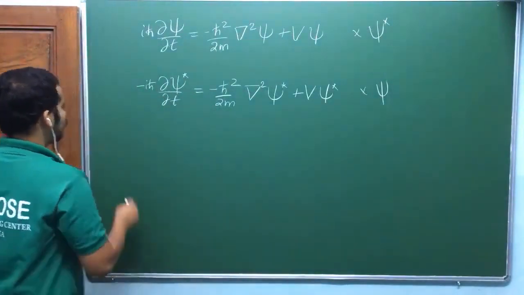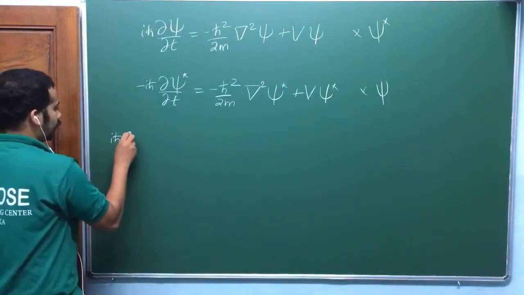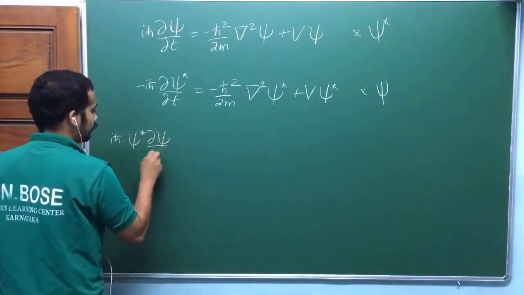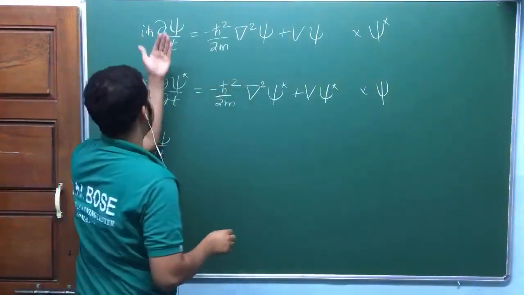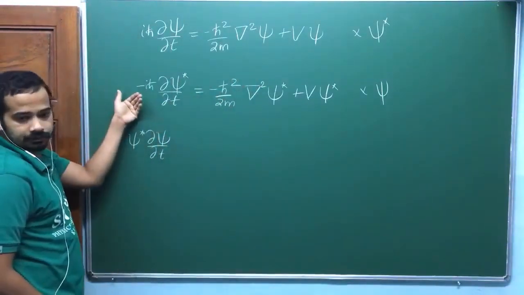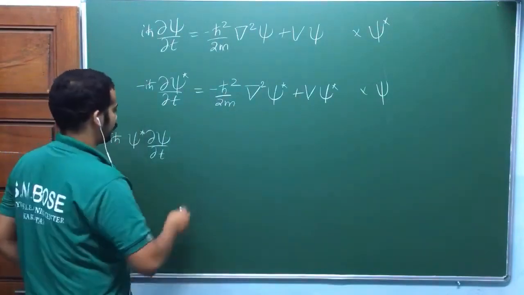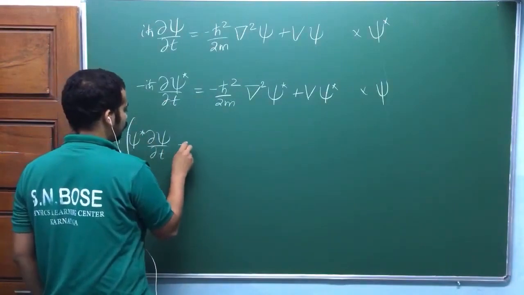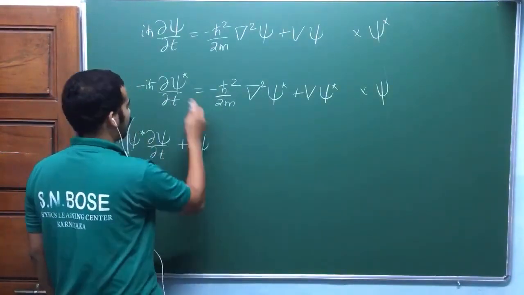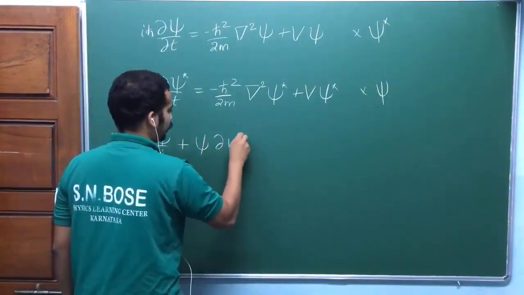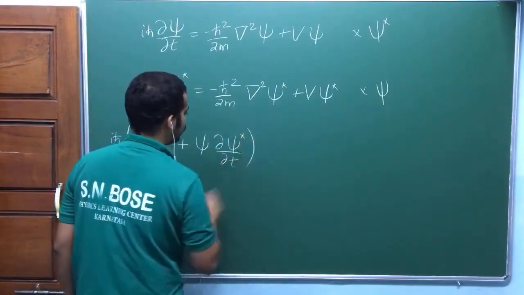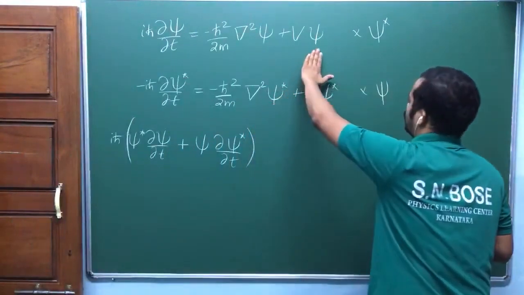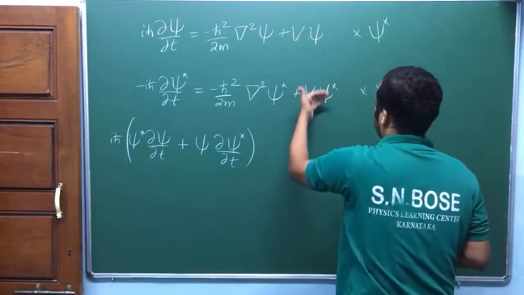Then what will happen here? i h bar psi star dou psi by dou t. Psi star multiplied and subtracted. I'll take one step directly. So when you subtract, minus minus becomes plus, psi multiplied by dou psi star by dou t. This is the left hand side. In the right hand side, when you multiply by psi star here, multiply by psi here, and subtract, it will be 0.